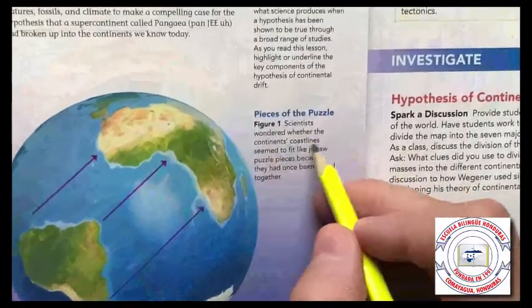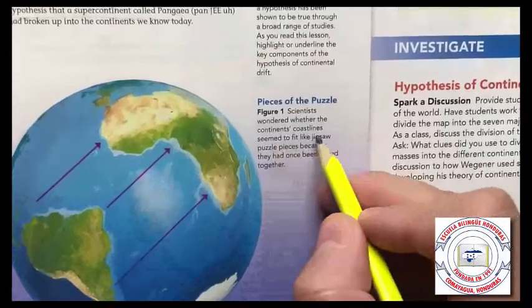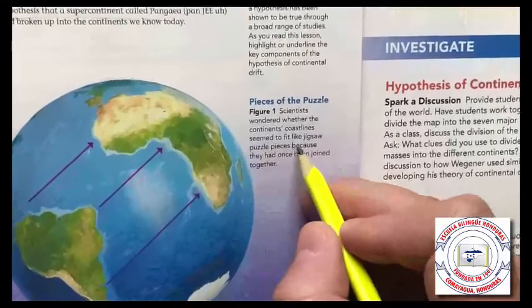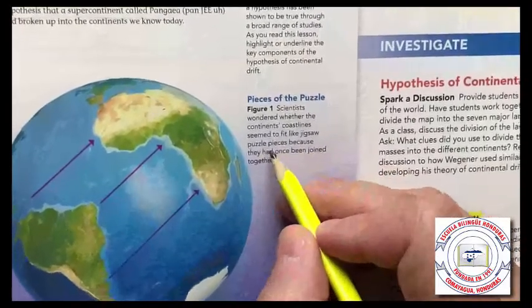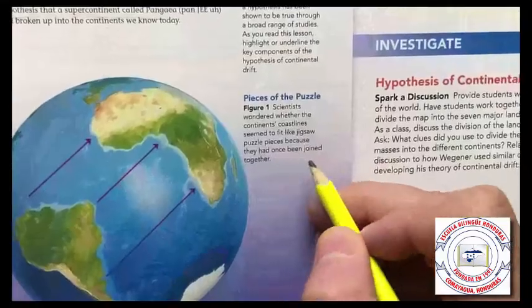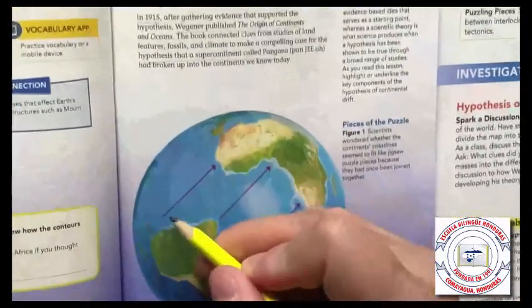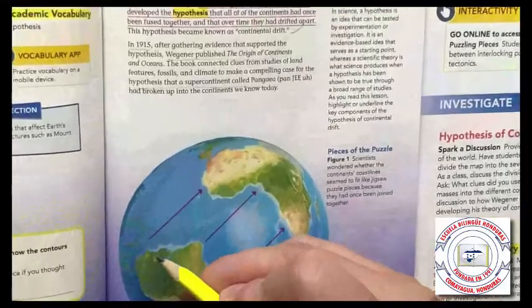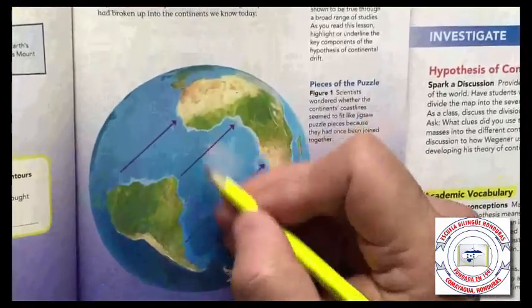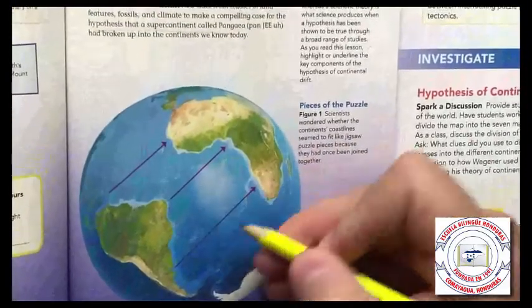The scientists wonder whether the continents' coastlines seem to fit like zigzag puzzle pieces because they have once been joined together. In this case, I will give you the answer. You have to make the lines from one continent to the other continent. You see in the video. Okay, we're gonna move to the next page.